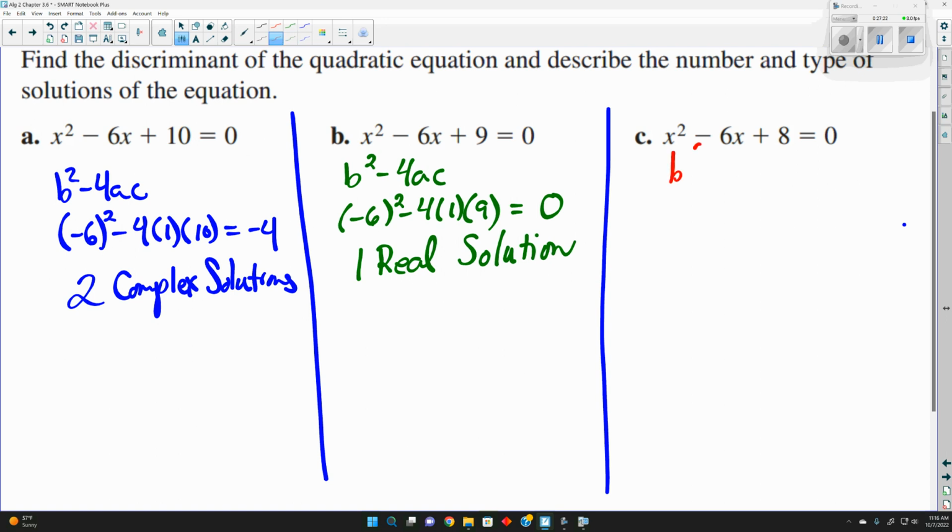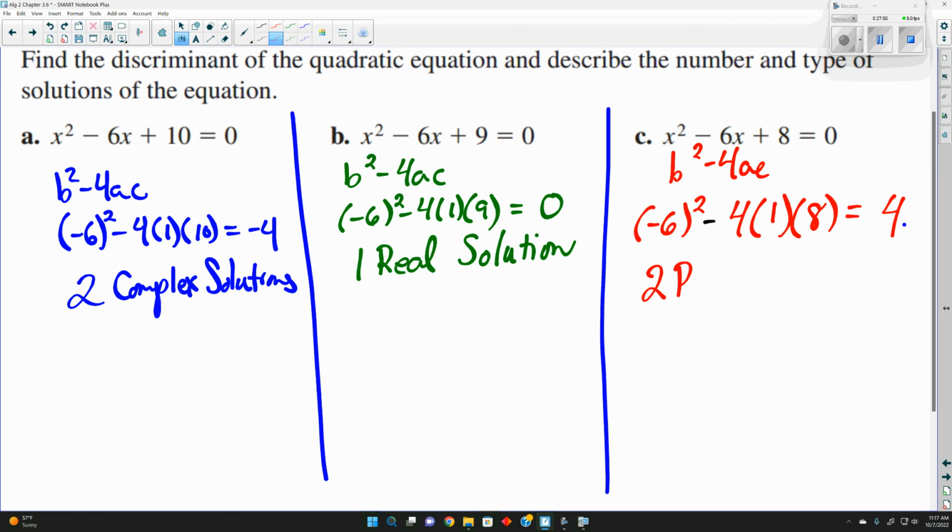And lastly, b squared minus 4ac for this one here. Well, our value of b is still negative 6 squared minus 4. A is still 1, but this time c is 8. And again, type it in, see what it is. And it is indeed 4. So 4 is greater than 0, yes? So this here would be 2 real solutions. And that's it. Questions on any of this here?